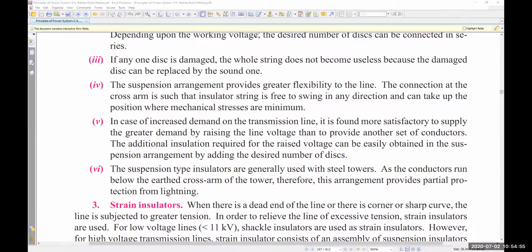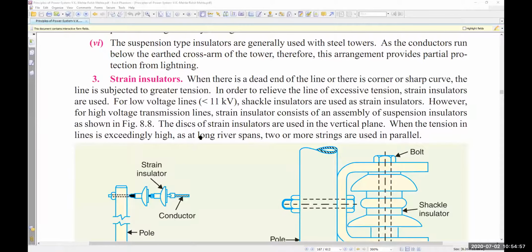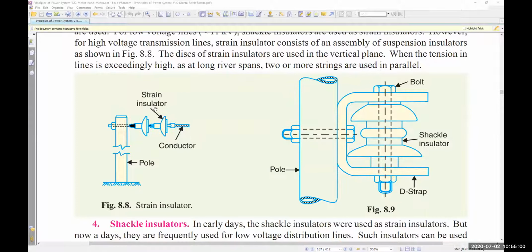Okay, now let's see the strain type insulators. These are normally used at the end portion of the cable. That means you have a roll of cable, so you connect the cable in between 4 to 5 towers. After 4 to 5 towers, you have finished the whole roll. So your conductor roll is finished. So you have to connect that. Then, okay, let me give you one example. I already gave you this example previously.